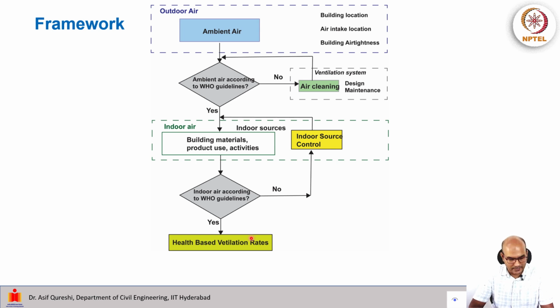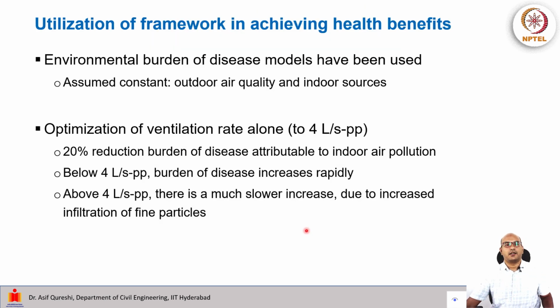So this tells us how the framework of health-based ventilation rates will be done. How will we utilize this? In general, environmental burden of disease models have been used. So basically, how much pollution exposure can lead to some premature mortality in a population. And generally, outdoor air quality and indoor sources may be assumed constant. Now, we can optimize the ventilation rate alone.